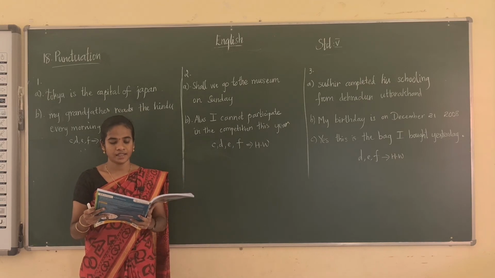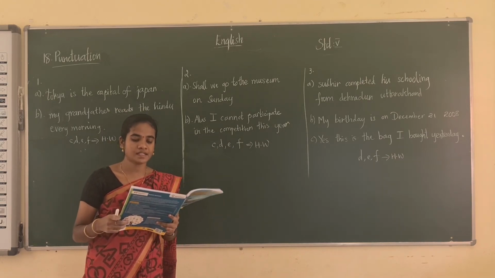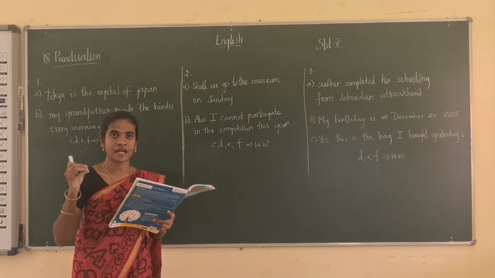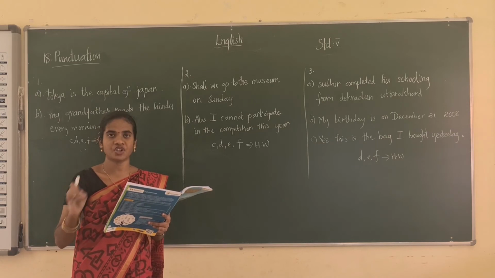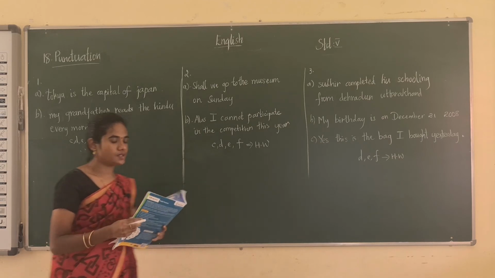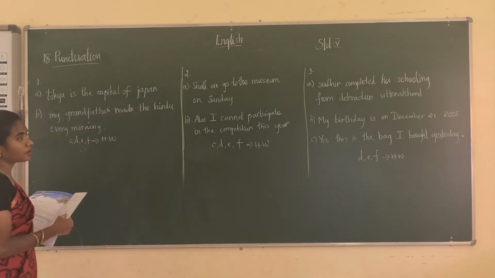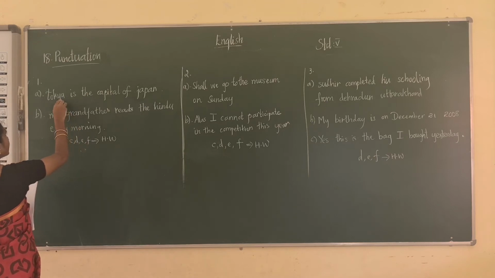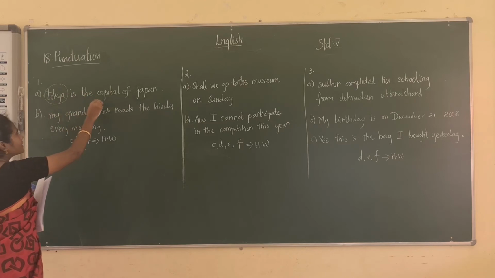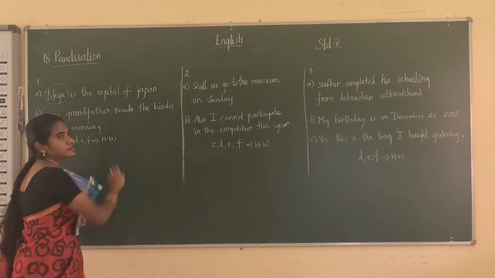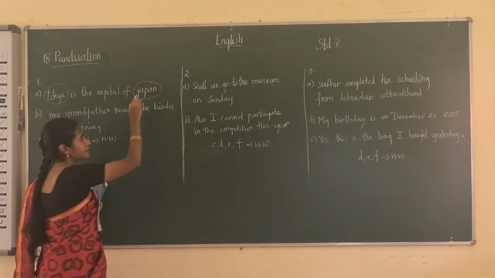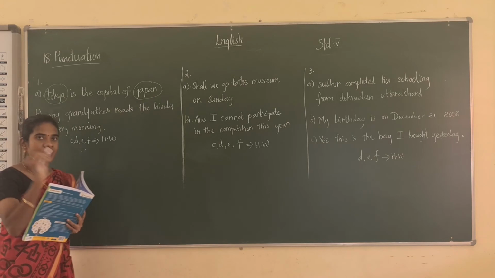Now students, see here: circle the words to be capitalized in the following sentences. So in the following sentences you have to circle the words in which we have to write a capital letter. Now see here, Tokyo is the capital of Japan. So here Tokyo, you have to capitalize the letter T. Japan should also be written in a capital letter.